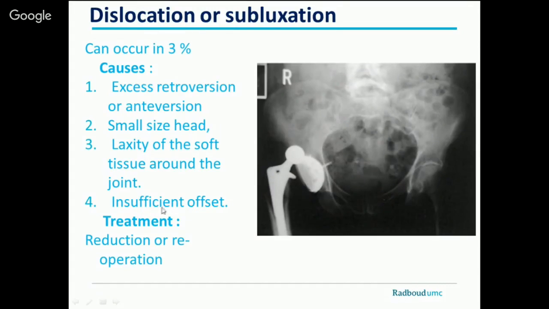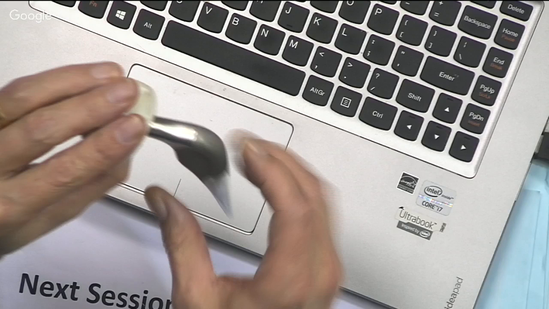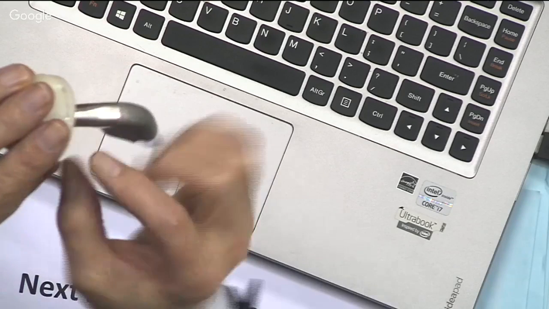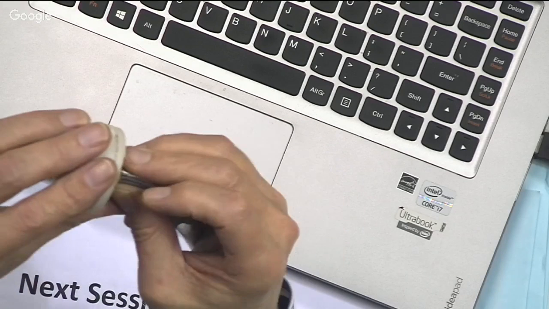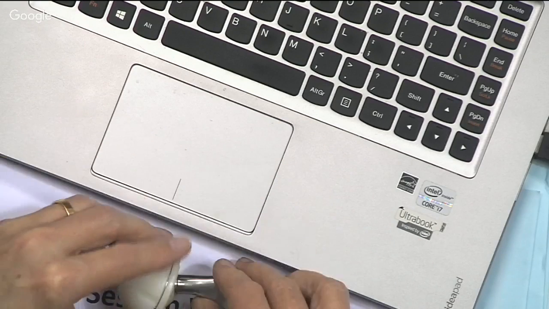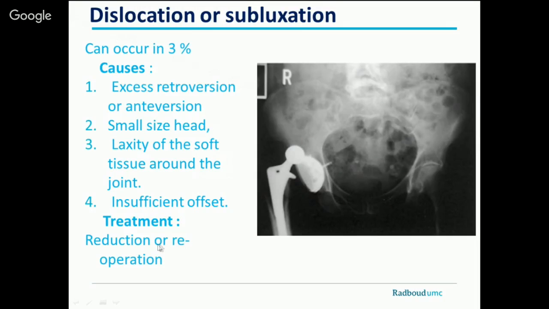and that's also due to an insufficient offset. Because if the neck length is shorter, the capsule will be less tensed, and therefore you run the risk that it's also easily popping out. And what they do is they first try to reduce the joint. So that means they put it back and then they kind of hope for the best, or do a reoperation. But this usually happens very early after the operation, and the surgeons don't like it because they made a mistake. Often, it's not.